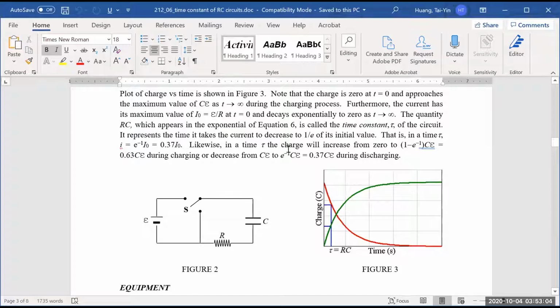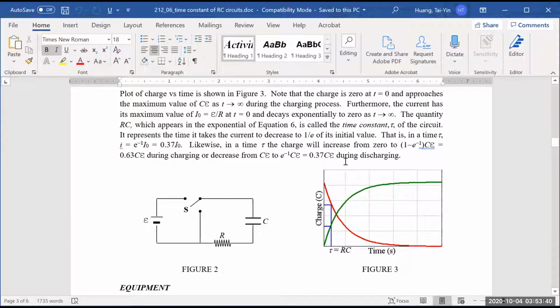During the charging process, the charge will increase from 0 to 63% of its maximum value, because based on this equation, 1 minus e to the power of one time constant gives you 63%. During the discharging, the charge will drop to 73% of its maximum value. So the time constant basically tells you how many time constants you need to reach the maximum value.